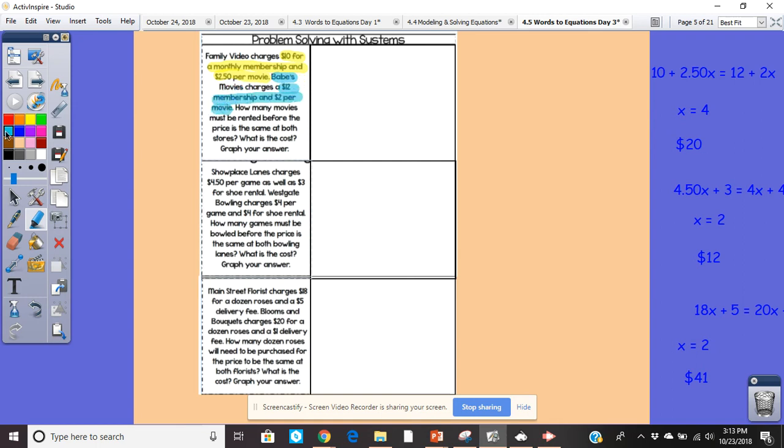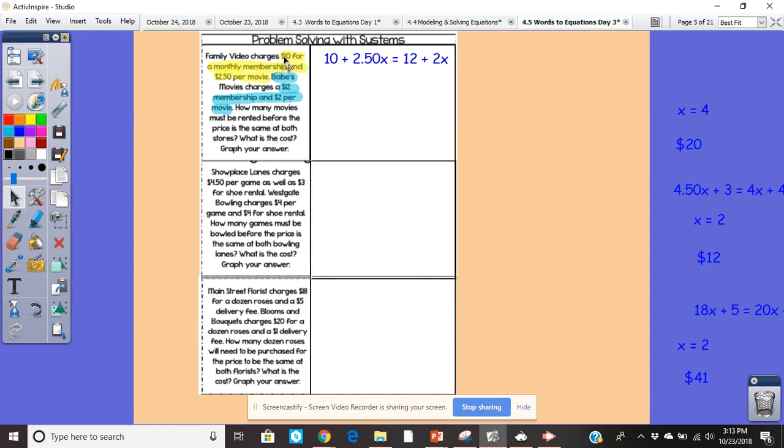So I've got 2 questions here. It says, how many movies must be rented before the price is the same at both stores? And what is the cost? So the first thing that you need to do is to write the equation. So $10 is monthly. So no matter what, you're going to pay $10. So that's your starting amount.